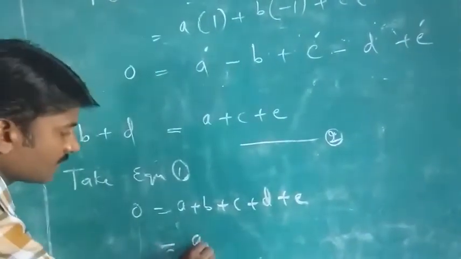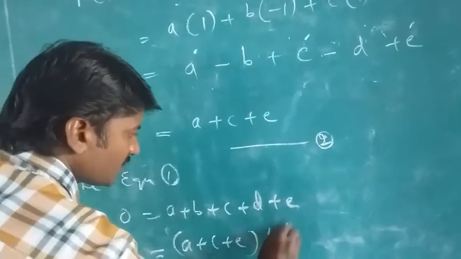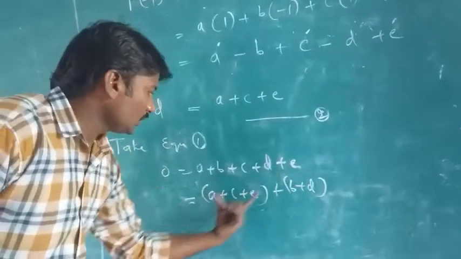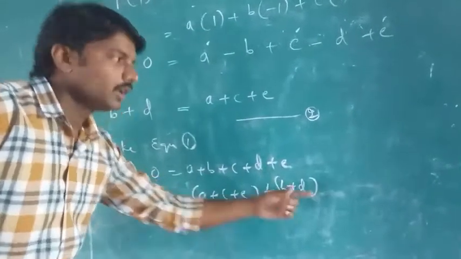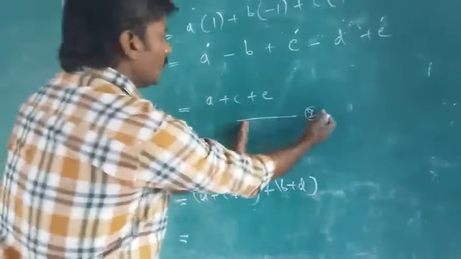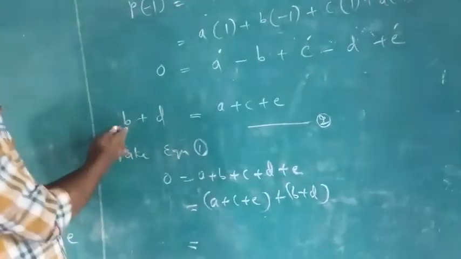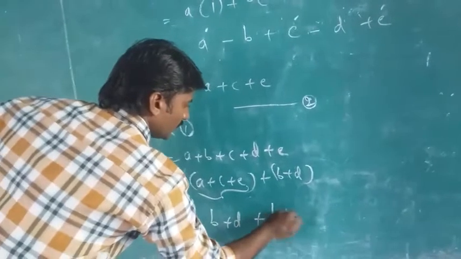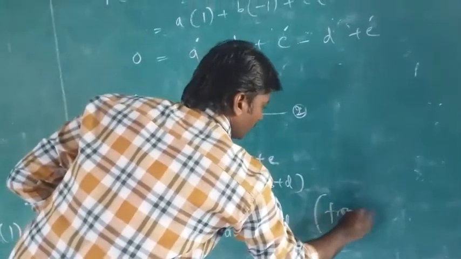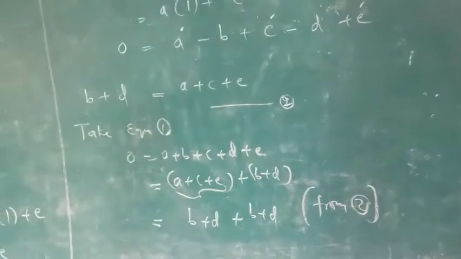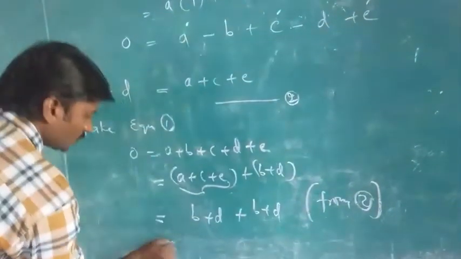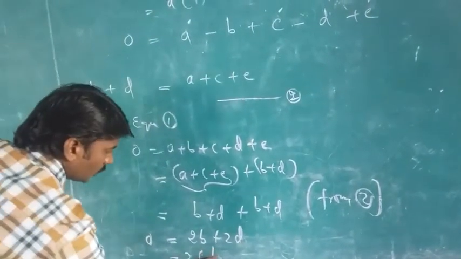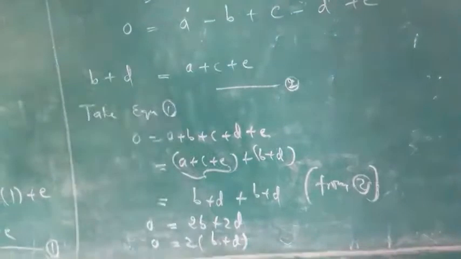Now I'll write it like this. I am not transposing anything but arranging here: a, c, e together, and b plus d together. From equation number 2, a plus c plus e is nothing but b plus d. So I will replace this value with b plus d. From equation number 2, b plus d, b plus d, you will get 2b plus 2d equals 0. Take common: 2 into (b plus d) is equal to 0.